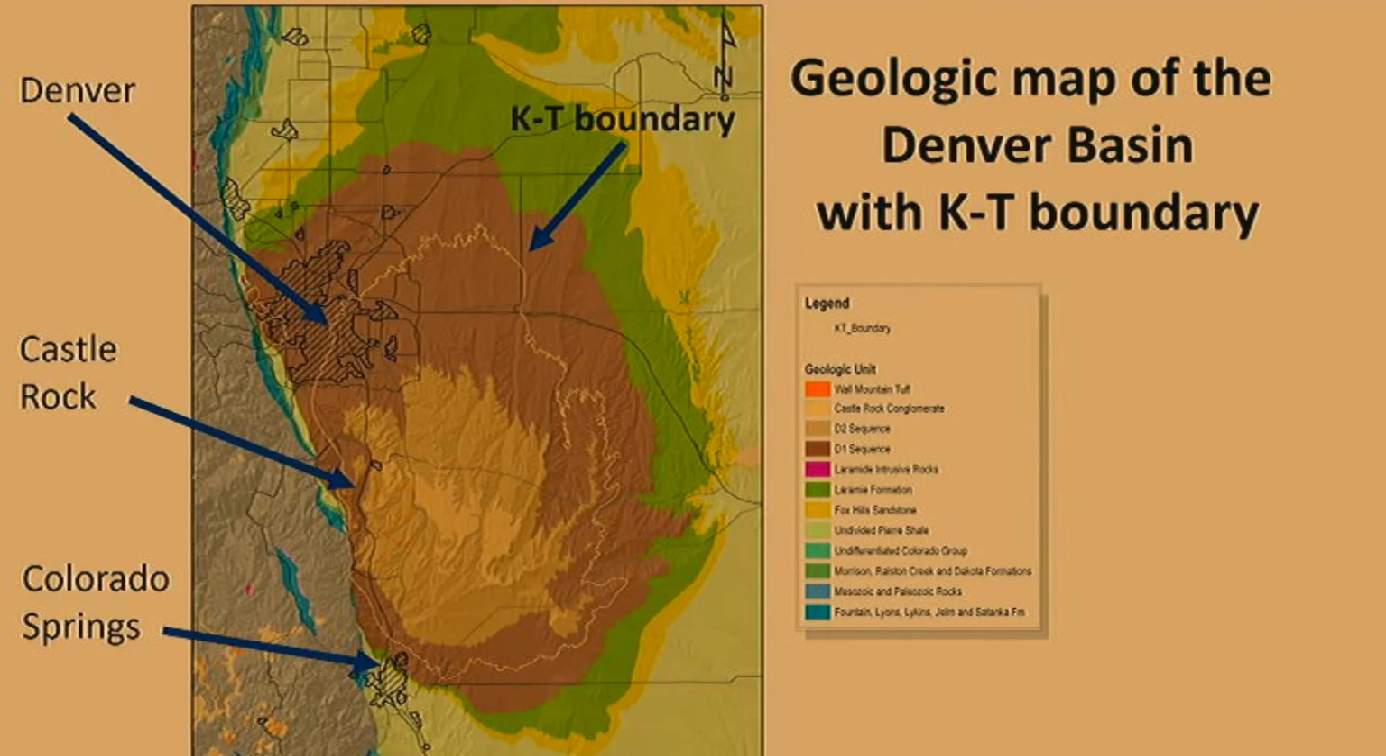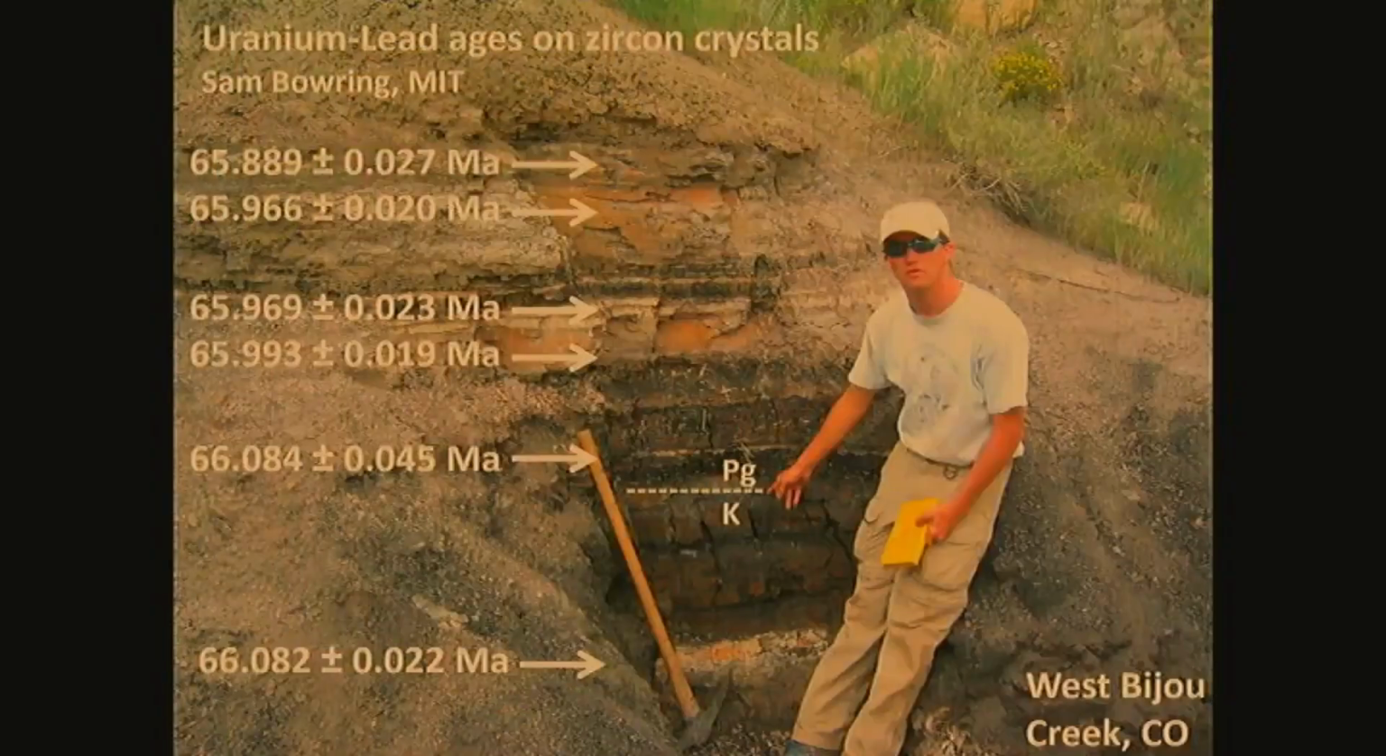So that KT boundary, of course, is significant in this story of how life changed at the end of the Cretaceous. Actually, in the Denver Basin, we have the best examples of this boundary anywhere in the world. So the boundary itself, this is our colleague Rich Barkley from the Smithsonian. He's got his finger on the actual fallout from the asteroid. And these dates here are from volcanic ashes.